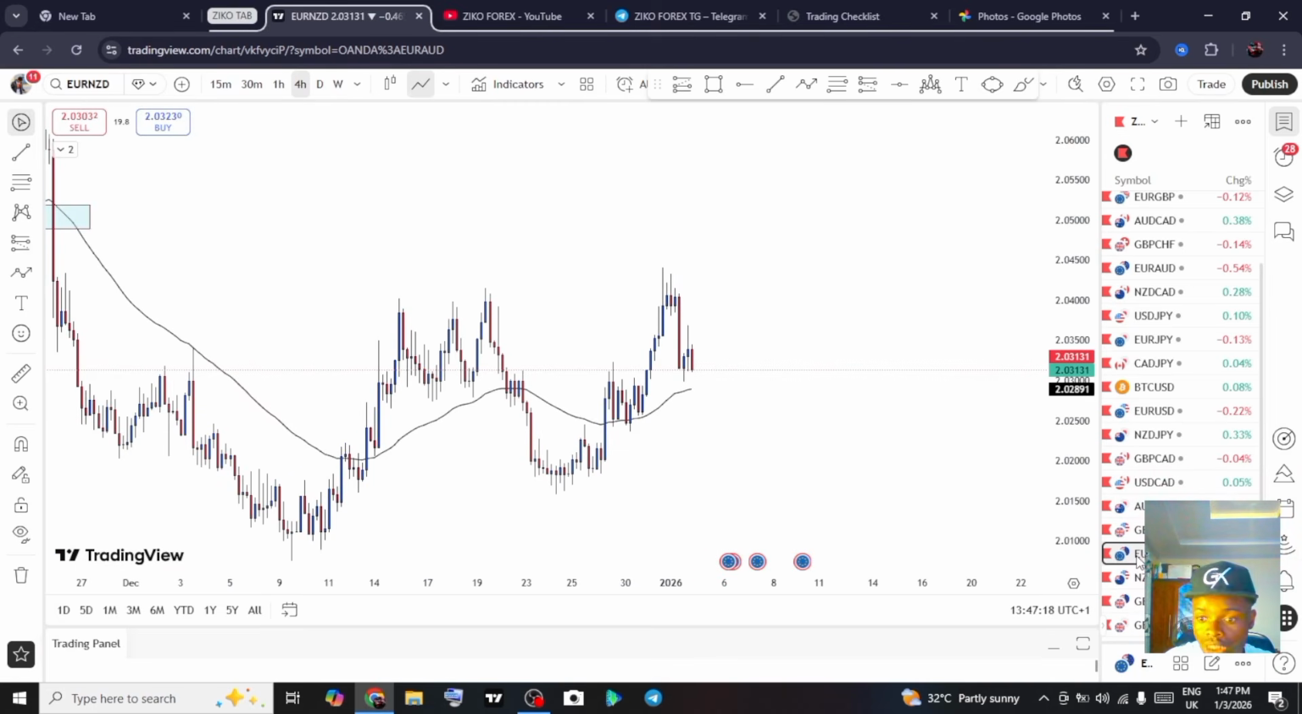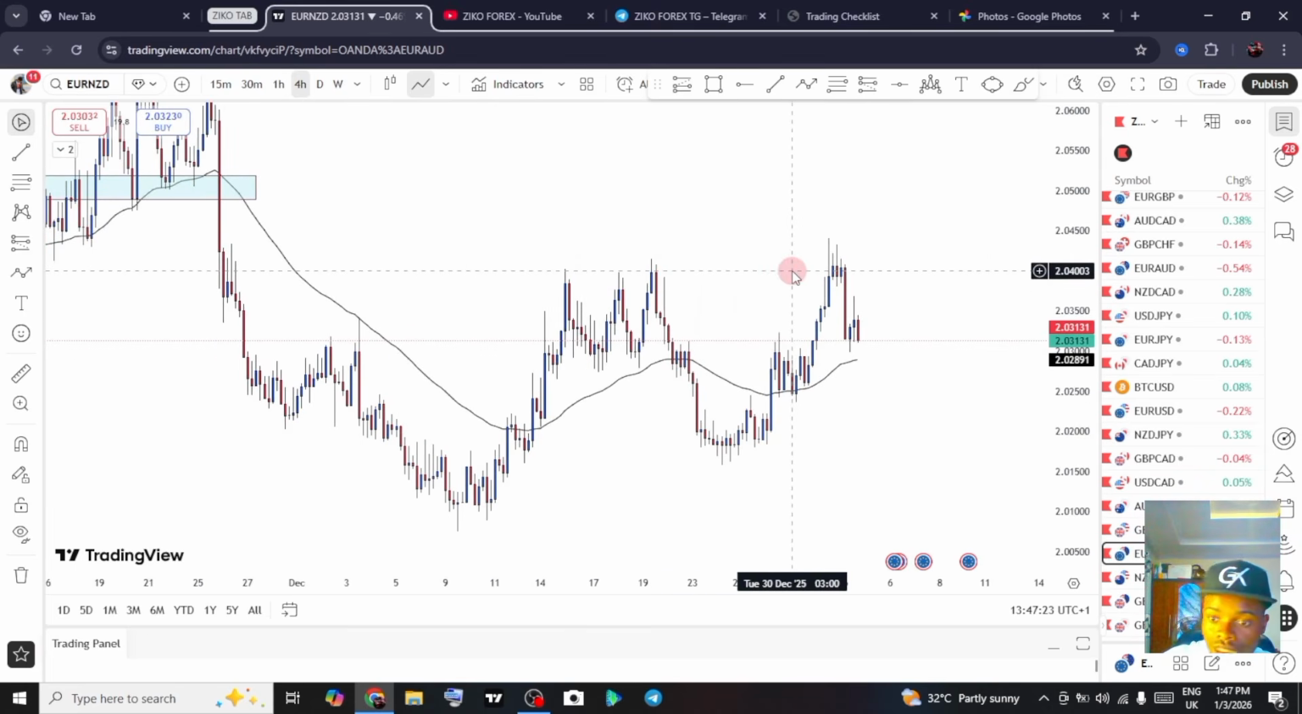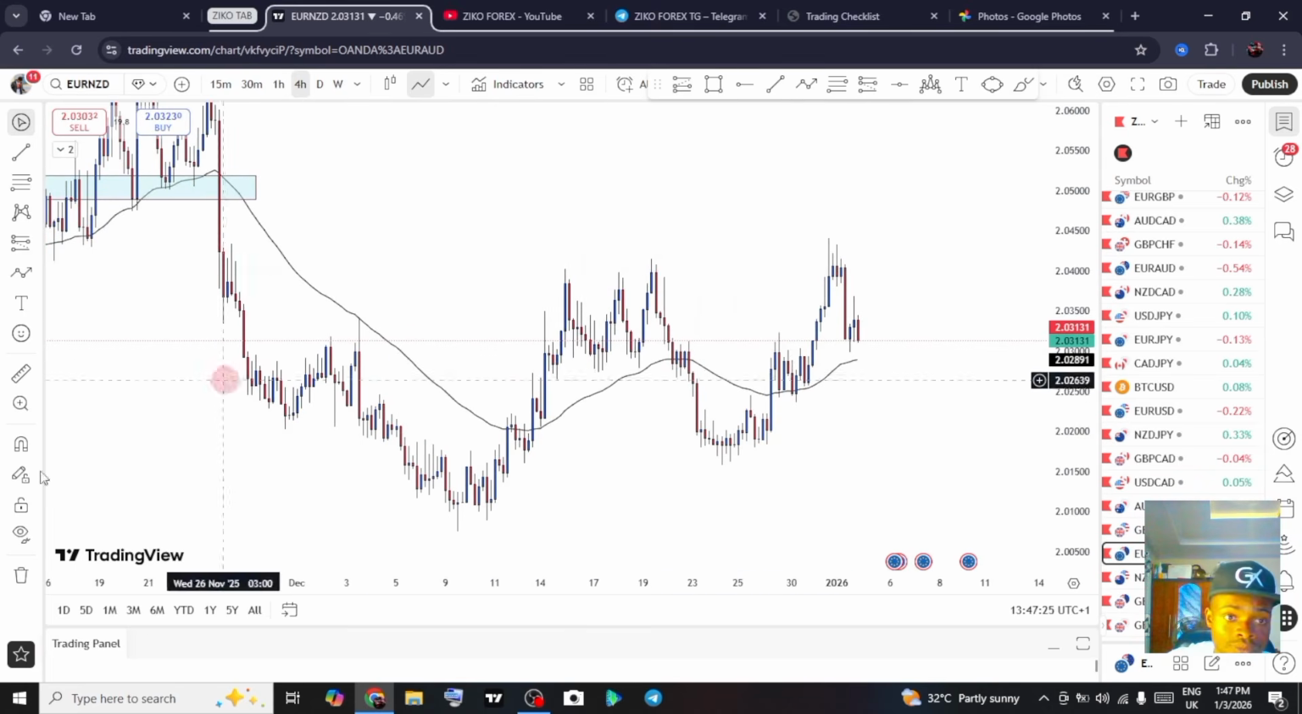All right, we have like 4 more pairs to cover up, so let's do that. Euro NZD. Let's look at how the daily looks.